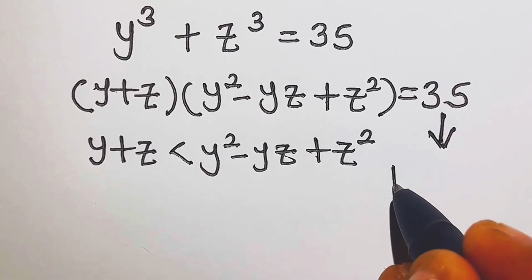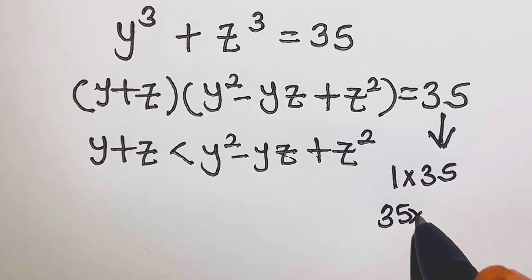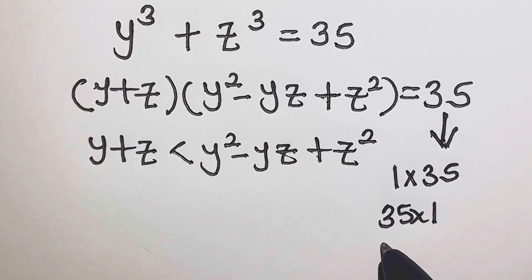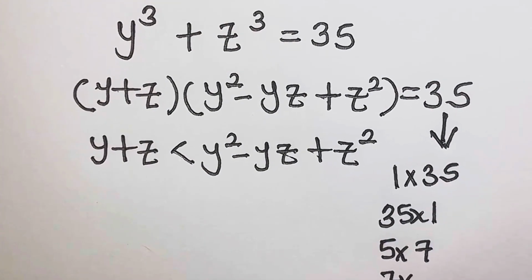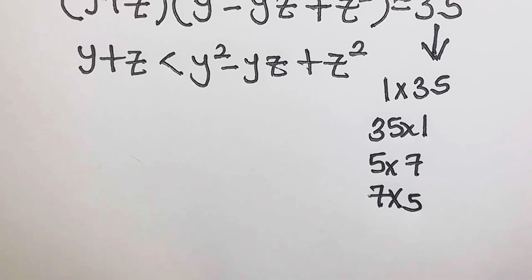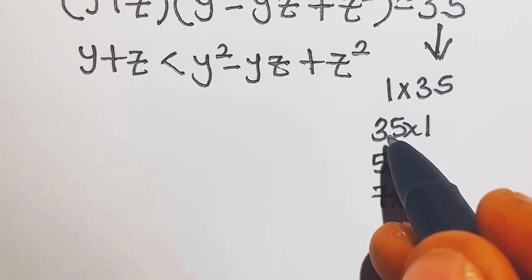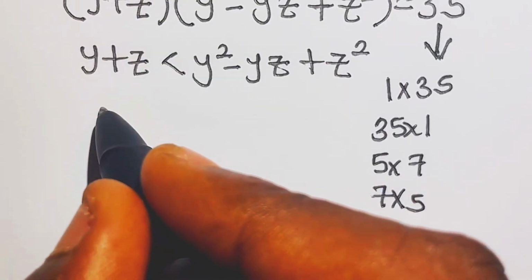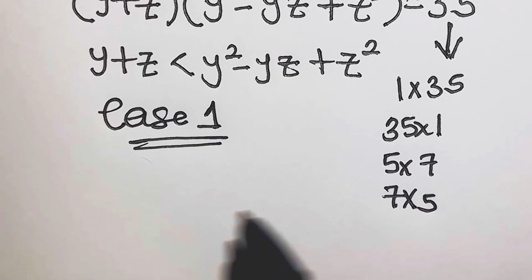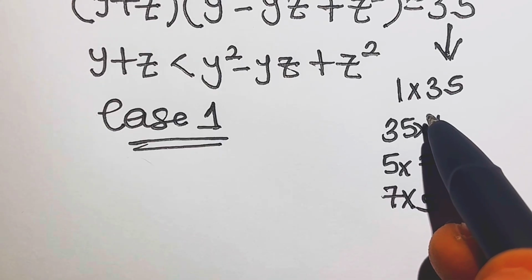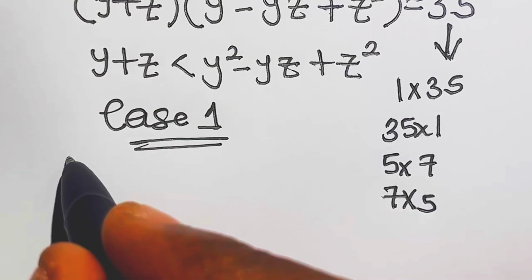So we have 1 times 35, right? And we have 35 times 1, right? And also we have 5 times 7, and the last we have 7 times 5, right? So now we have to go through all this to find our x. So let's see. Let's say case 1. So our case 1, let's first check this. 1 times 35.